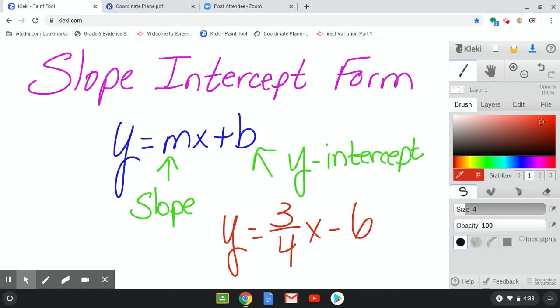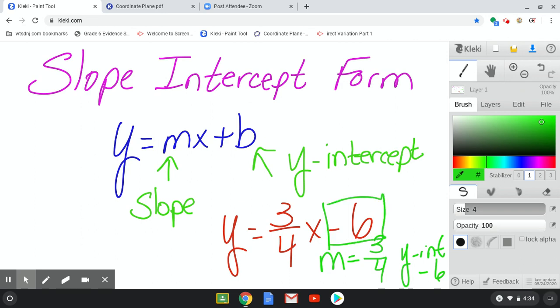And the directions told you to identify your slope and your y-intercept. Here, your slope is 3/4, and your y-intercept is -6. Remember, you always have to take the sign that is in front of your y-intercept. That goes along with it. So basically, you're boxing this in, and that is your y-intercept.